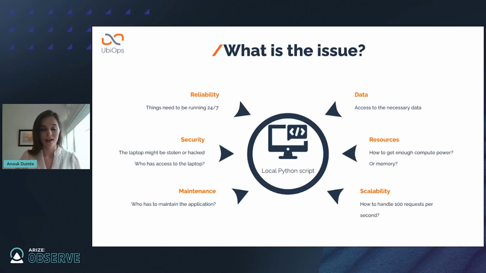Then there's a reliability piece. If it's locally on your laptop, a laptop might crash. So what if you have a model that needs to run like 24/7? But also resources. What if you don't have a powerful enough GPU for what you need to run? All of those things come together to create this issue of needing to deploy your machine learning model or your code to a production environment that can handle these obstacles.